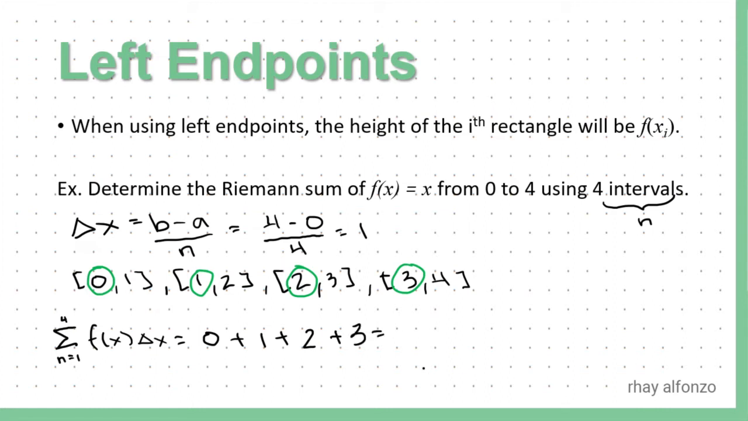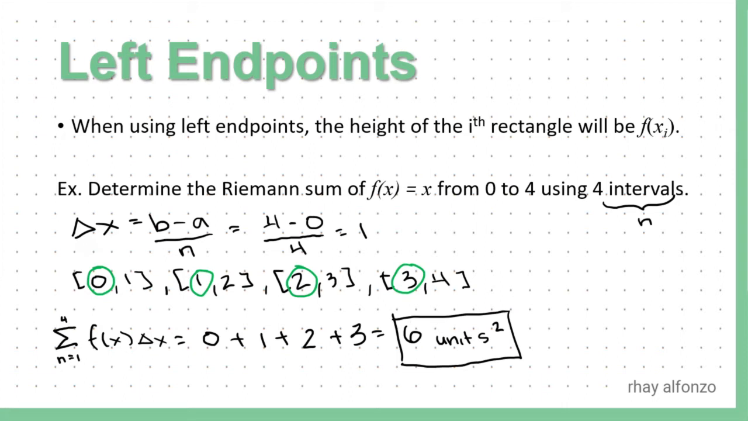So the approximate area using left endpoints is equal to 0 plus 1 plus 2 plus 3, or just equal to 6. So 6 units squared is our approximate area for f of x is equal to x from 0 to 4 using 4 intervals. So this is while using left endpoints.